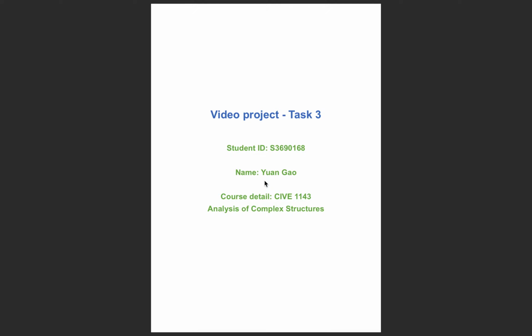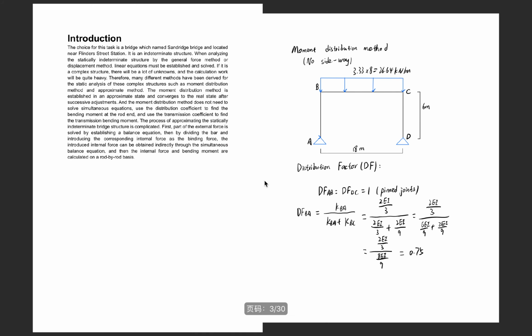Today I'm going to talk about video project task 3. First is an introduction. From task 1, we chose a bridge and made an analysis. I chose the Surrey Bridge. It's located near Flinders Street and it is an indeterminate structure, and for part of the bridge, we analyze it. In task 3, we use the moment distribution method and the approximate method to analyze it.